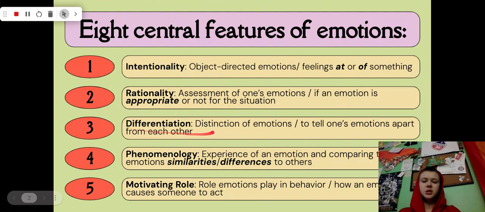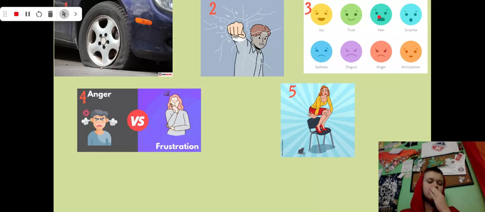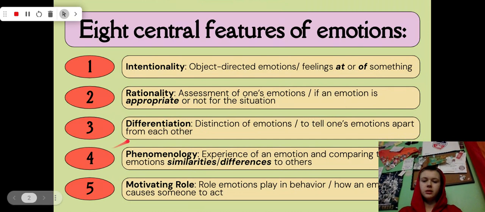Number 3, differentiation. It's being able to tell your emotions apart. So you can tell that you're happy. You can tell that you're surprised. You can tell that you're angry. These are separate emotions that do not overlap each other. They're individual. And then there's number 4, phenomenology.